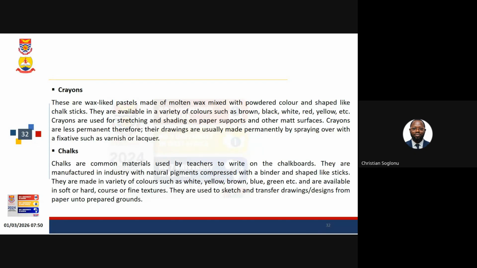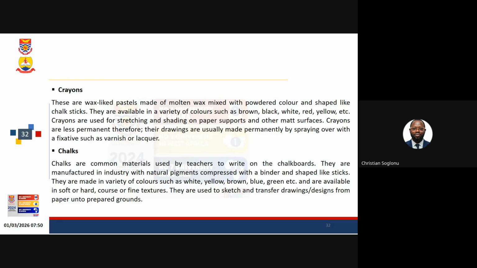So your white and the yellow chalk, they are available either soft or hard. If they are soft, you know that they will give darker tones. If they are hard, they will give lighter tones.